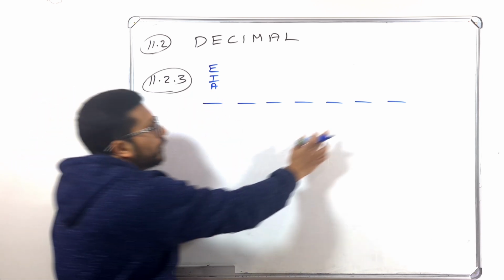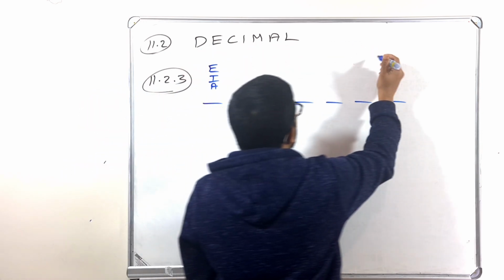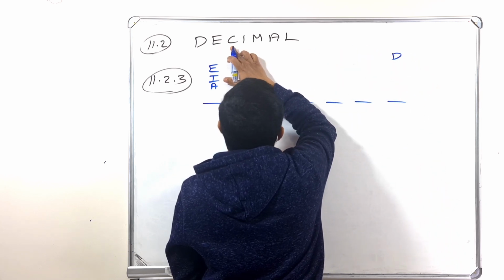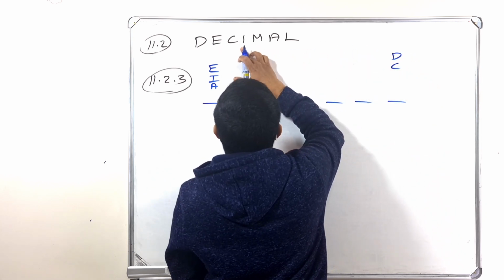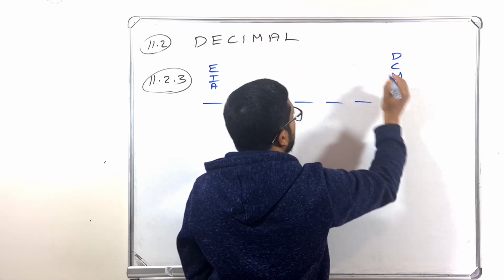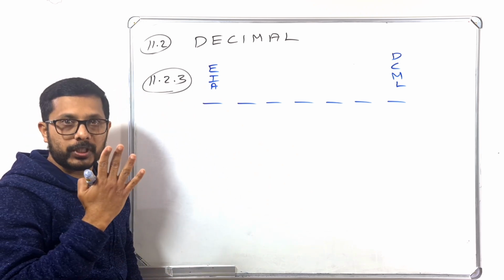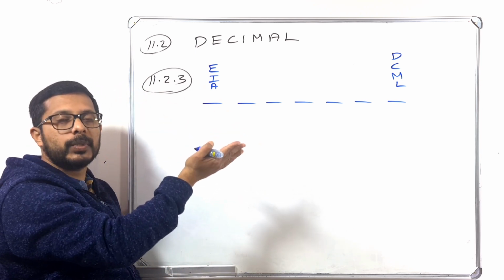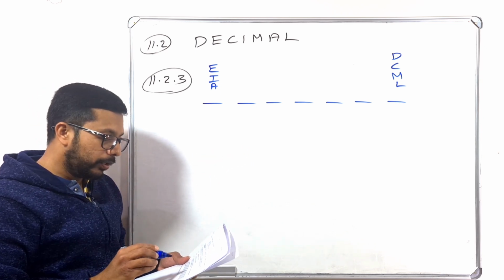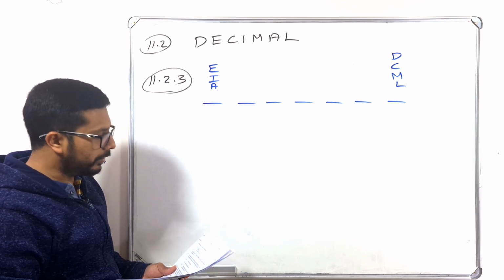Then the last one must be a consonant, so all the letters other than vowels. That means D, C, M, L, since I and A are vowels. How many options do I have there? 4 options, because the last letter must be a consonant. And one more condition, no repetition of the letters is allowed. That we can think about later.